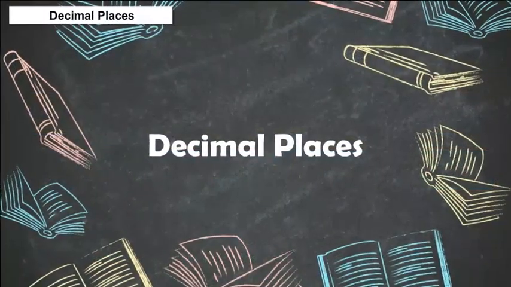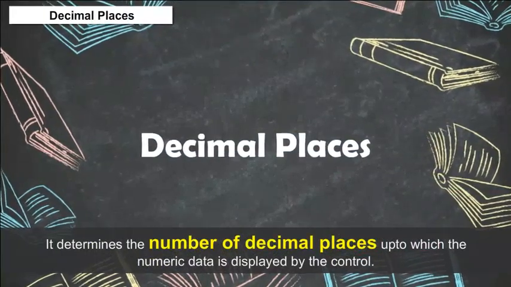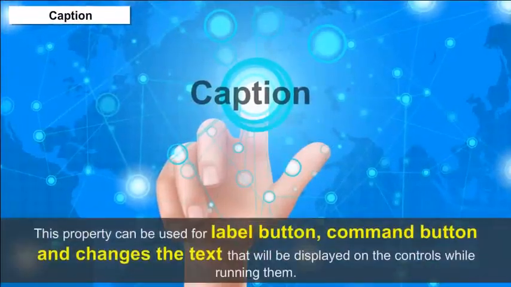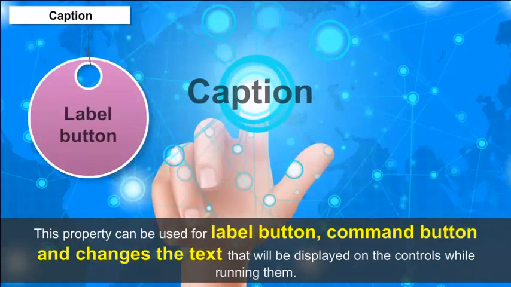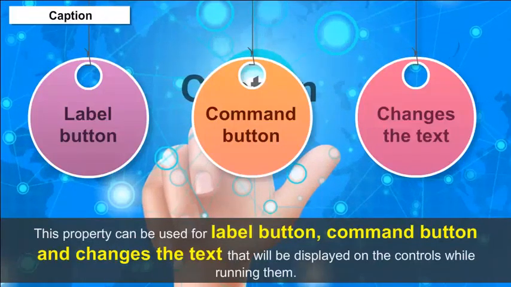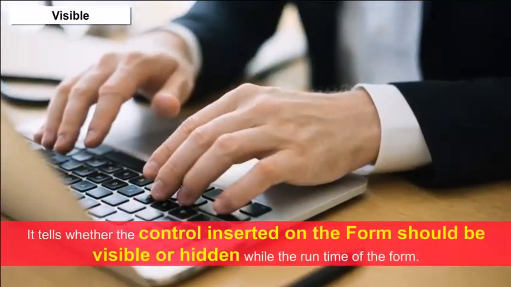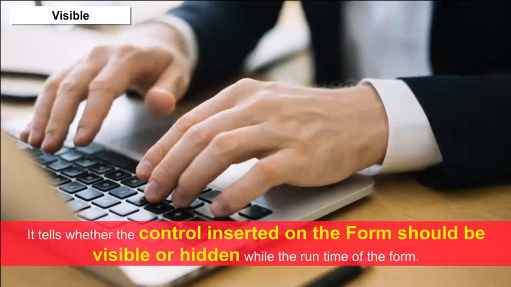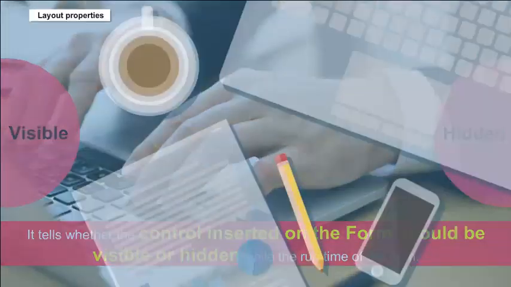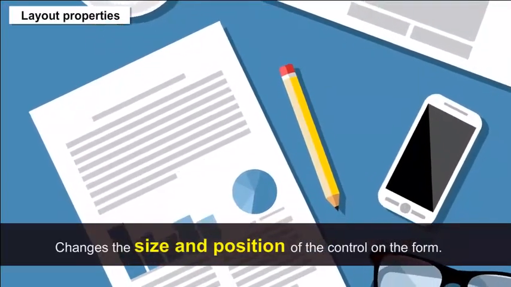Decimal places. It determines the number of decimal places up to which the numeric data is displayed by the control. Caption. This property can be used for label button and command button, and changes the text that will be displayed on the controls while running them. Visible. It tells whether the control inserted on the form should be visible or hidden while the runtime of the form. Layout properties. Changes the size and position of the control on the form.